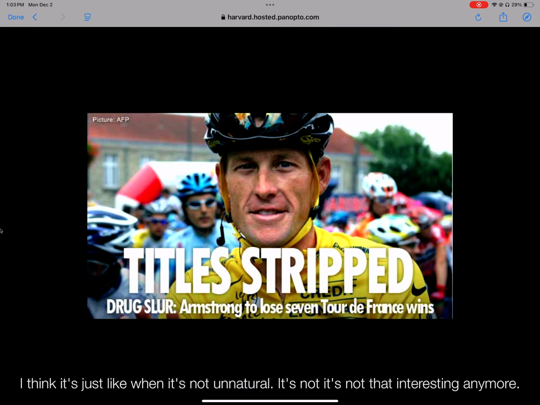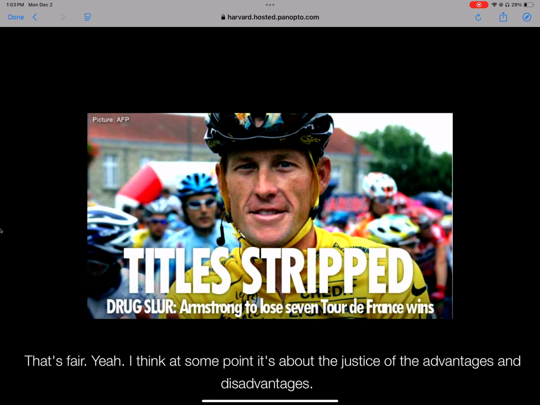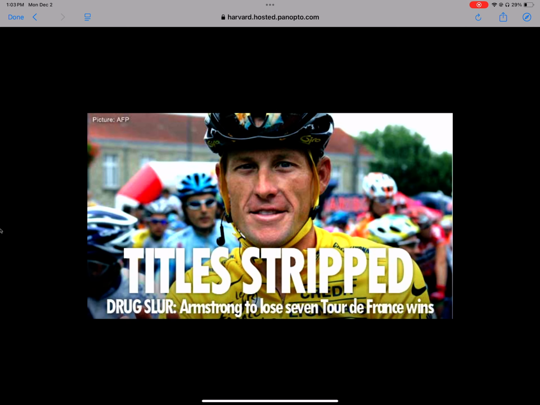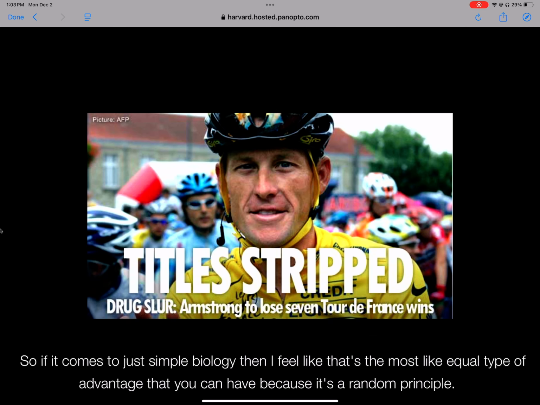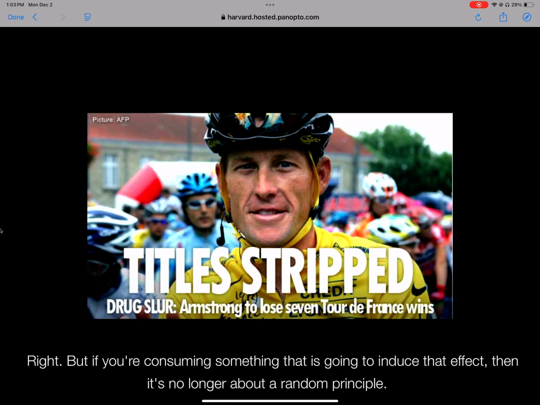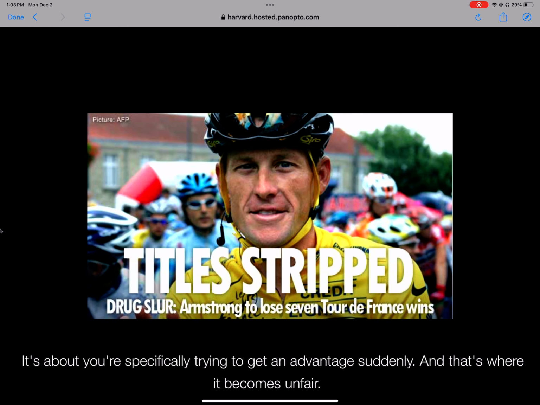I think when it's not a natural advantage, it's not that interesting anymore. That's fair. I think at some point it's about the justice of the advantages and disadvantages. If it comes to just simple biology, then I feel like that's the most equal type of advantage that you can have because it's a random principle. But if you're consuming something that is going to induce that effect, then it's no longer about a random principle; you're specifically trying to get an advantage. Exactly, and that's where it becomes unfair.